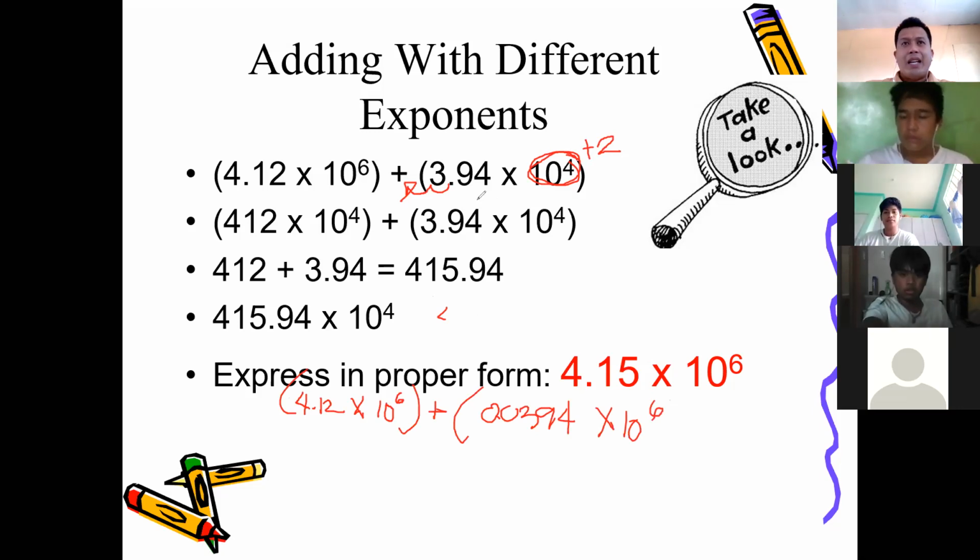Okay? Again, how did we do that? To make this equal to 6, we added 2 to the exponent. So therefore, we move the decimal point to the left. Okay? So we have here now. Yes, Miggy. The 0 in front of 3, is it a significant number or not? Which 0? This one? No, it's not significant.